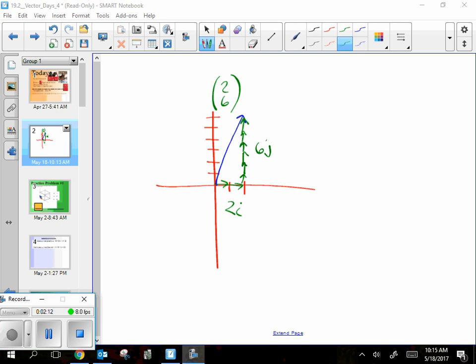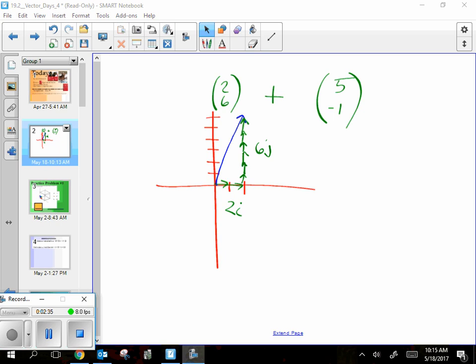Okay, what you learned yesterday was how easy it was to add a couple of vectors when they're in column form. You don't have to draw pretty pictures and everything. Let's just say that we had the vector 5, negative 1. You do not have to draw it. I just want to know what happens when I add vector 2, 6 to the vector 5, negative 1. Don't overthink this. Tell me what the answer is, then draw it. I'm going to pause for a second while you try that.